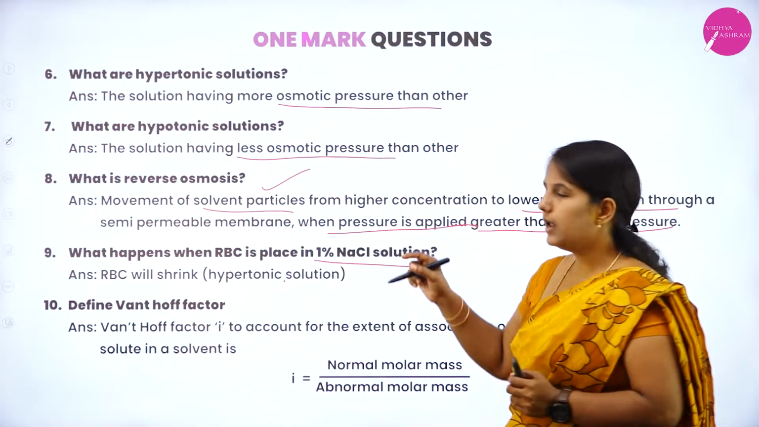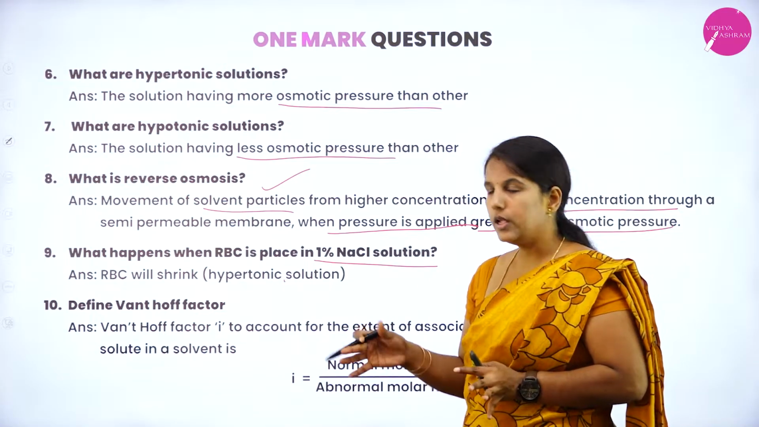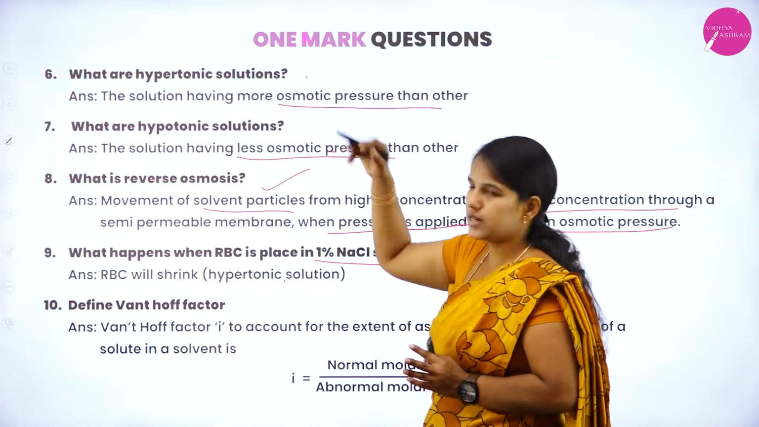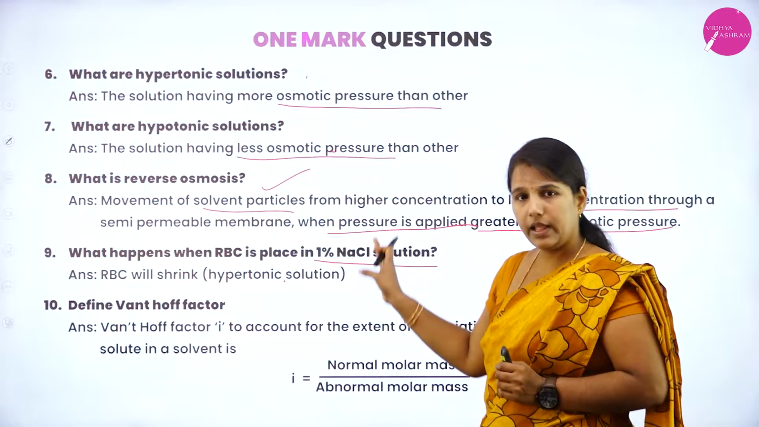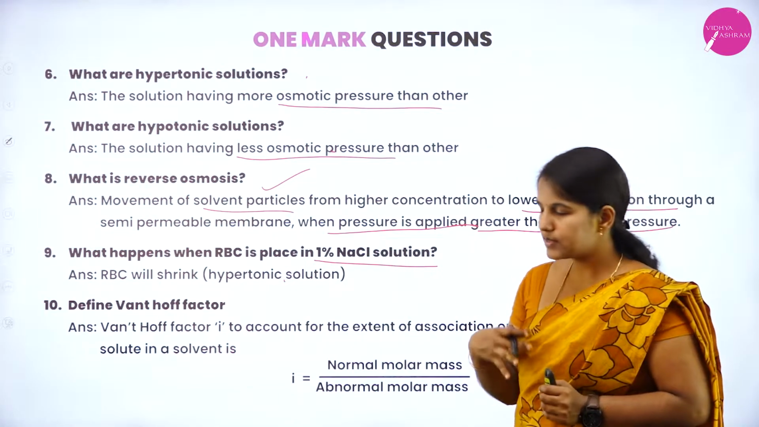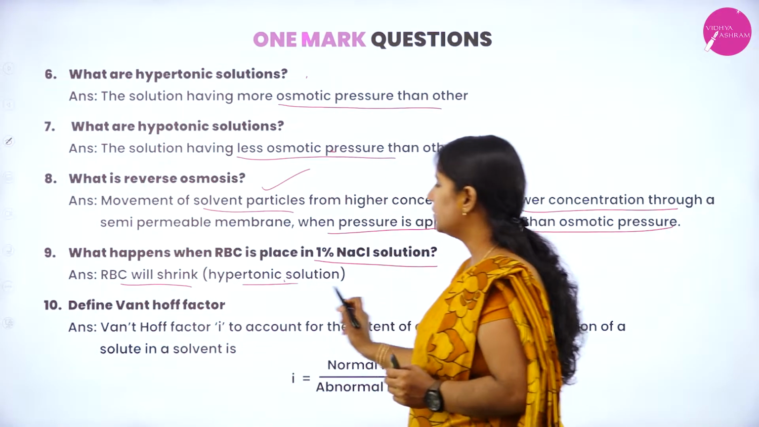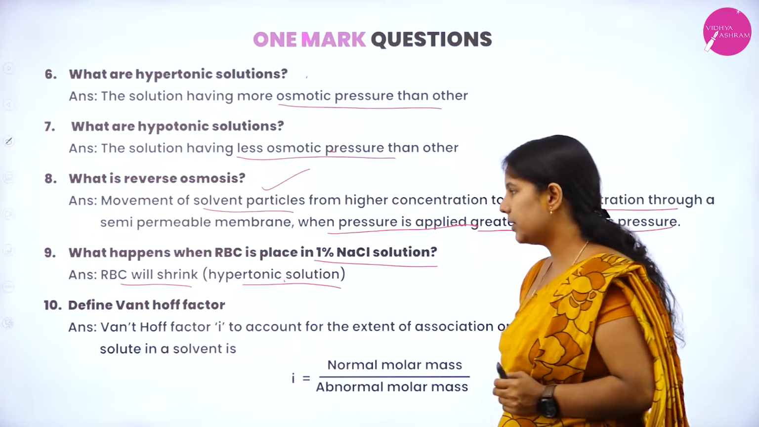Okay, what happens when RBCs are placed in 1% sodium chloride solution? As I said, based upon these types, they have given specific examples also. Sometimes they can ask a question like this directly. Sometimes they can take the example of blood cells and ask what kind of solution it is. So, RBC will shrink. Definitely it is a hypertonic solution.